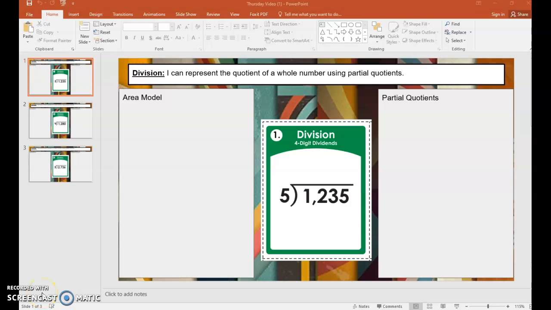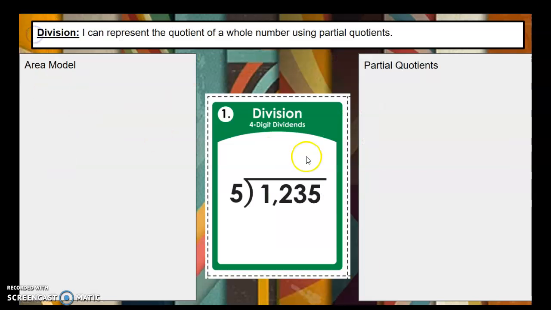Alright guys, so we're going to learn, I don't want to say another way to divide, because it's just another way really to do your area model, okay? So don't let it freak you out. They just like to call it something different, but it's really not. And I'm going to show you why here to prove it.